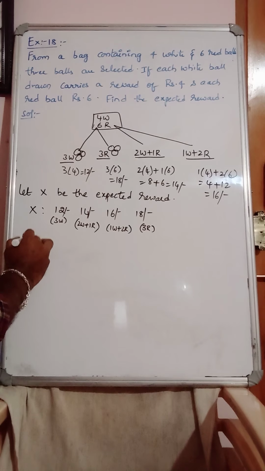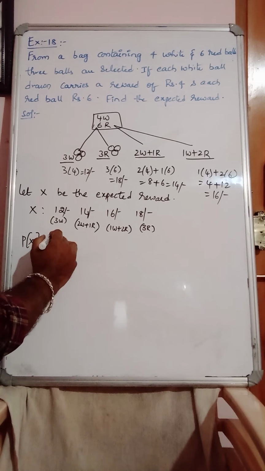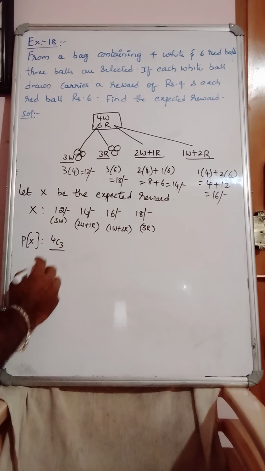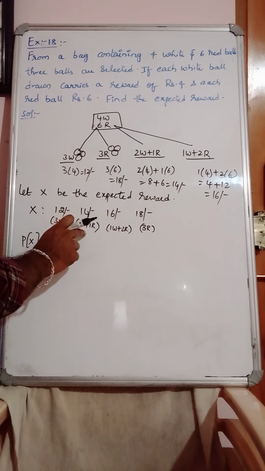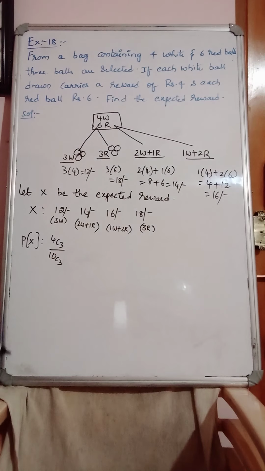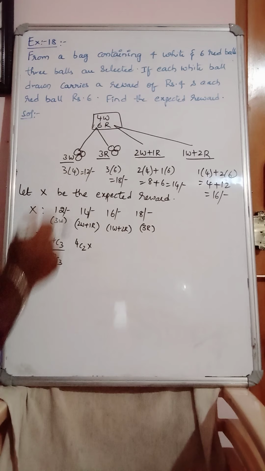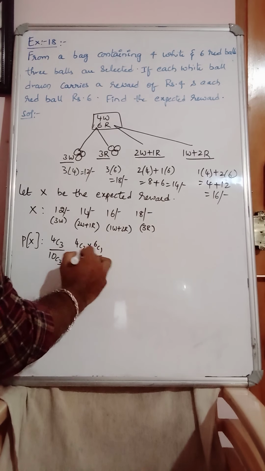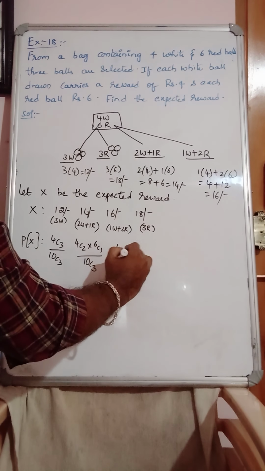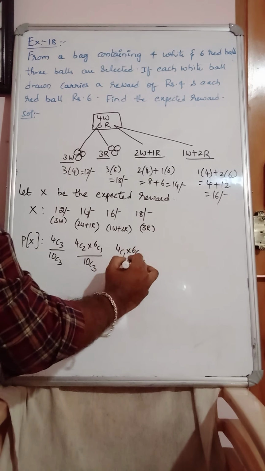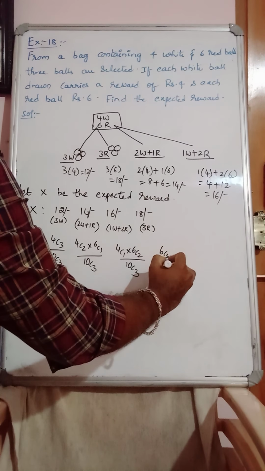And what are the probabilities of all these three? Getting 3 white. How many whites were there? 4. 4C3 by the total number of balls, which were 10, 10C3. Do you understand? Next, 14. 14 means this one: 2 white and 1 red. 2 white means 4C2 into 1 red, 6C1, by 10C3. Next, 1 white and 2 red: 4C1 into 6C2 by 10C3. 3 reds: 6C3 by 10C3.